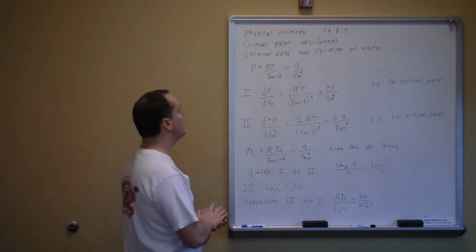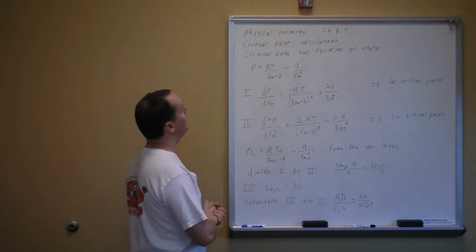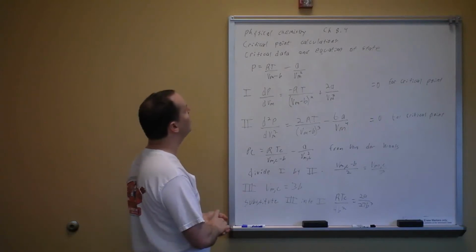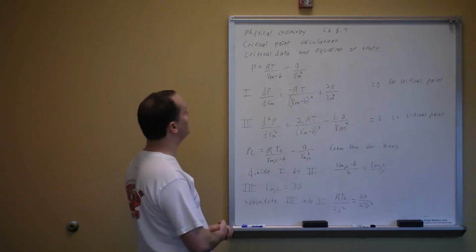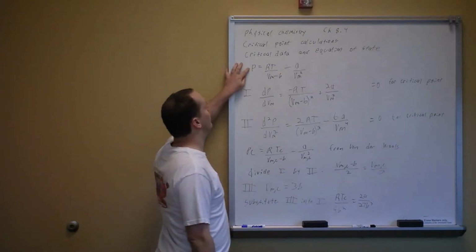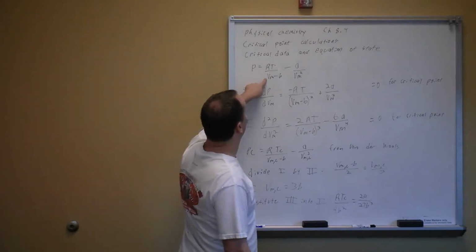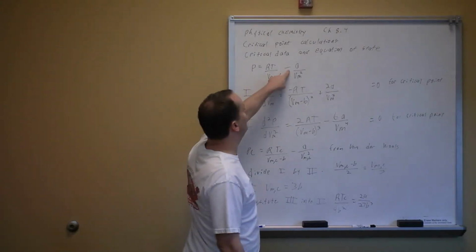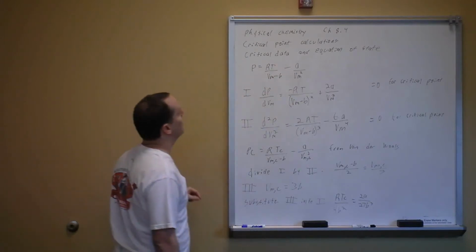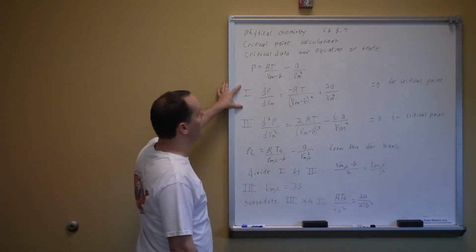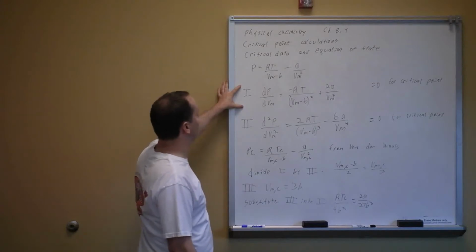Okay, we're in Physical Chemistry, Chapter 8, Section 4 now. We're talking about critical point calculations. So we're going to have critical data and the equation of state. We start out with P equals RT over (molar volume minus b) minus a over Vm squared. Now we're going to number our equations here because we're going to be combining multiple equations to solve some stuff.